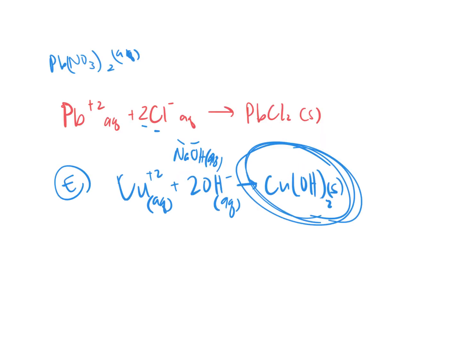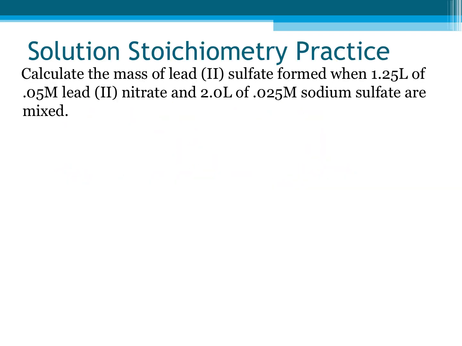All right. We're actually going to go back to a little stoichiometry, but with solutions. So this is going to feel comfortable to us because it's just stoichiometry, but we might have to use molarity equations to get us to moles, right? So it says calculate the mass of lead sulfate formed when 1.25 liters of 0.05 molar lead nitrate and 2 liters of sodium sulfate are mixed.